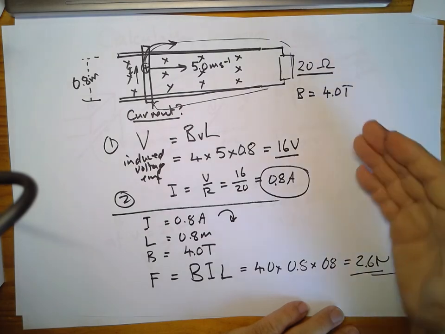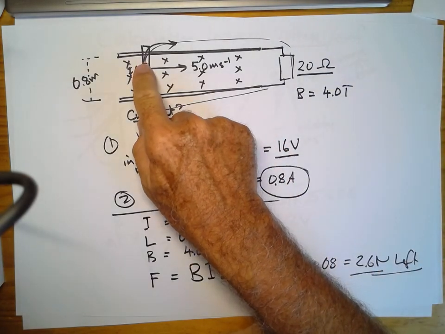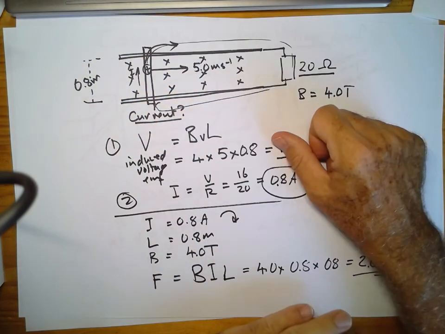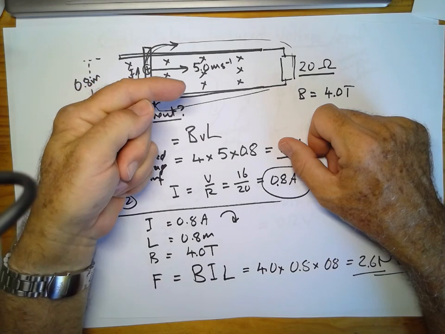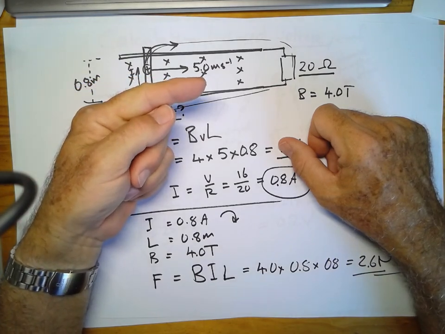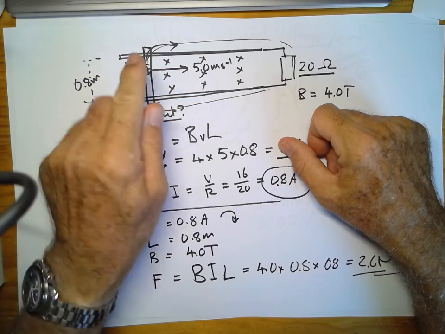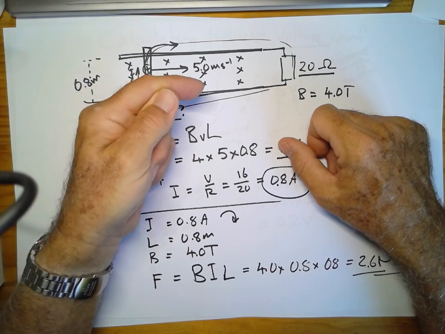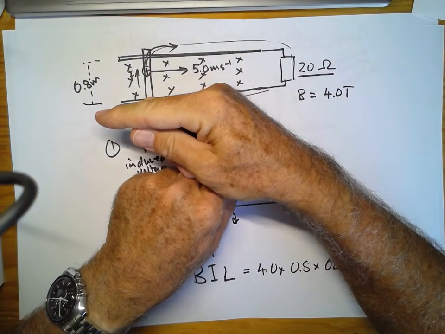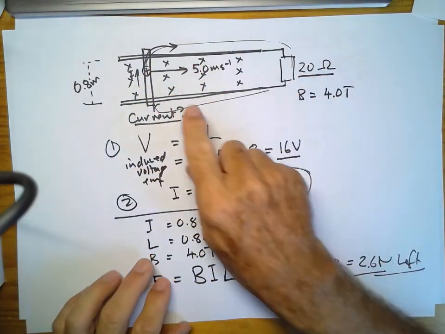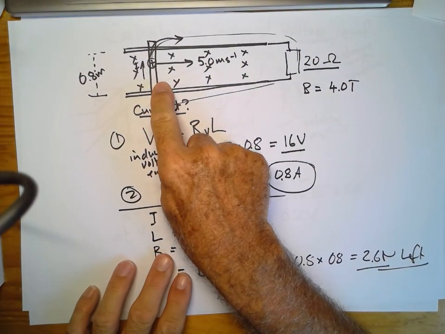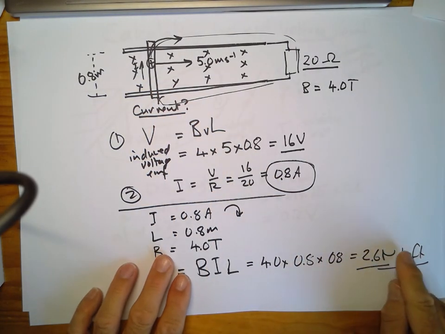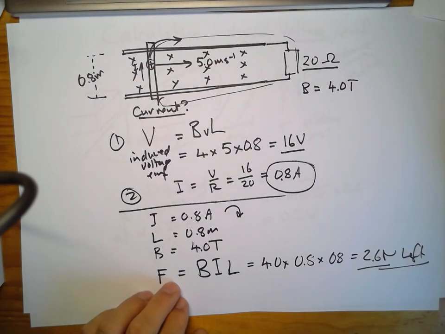So if this current carrying conductor here is experiencing a force of 2.6 Newton to the left, what force must I be applying to the right to induce that current? Because this bar is not accelerating, the force I'm applying in this direction must be exactly equal to the force going in that direction. So the force I'm applying to this bar to induce this voltage, induce this current, must be 2.6 Newton to the right. And that's a question which crops up quite often, almost exactly like that.